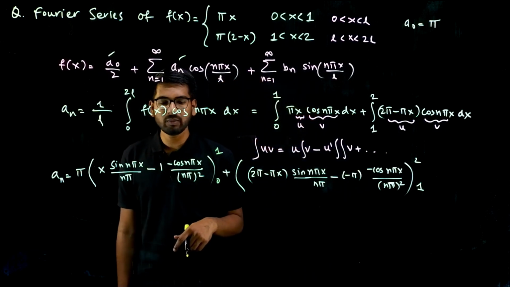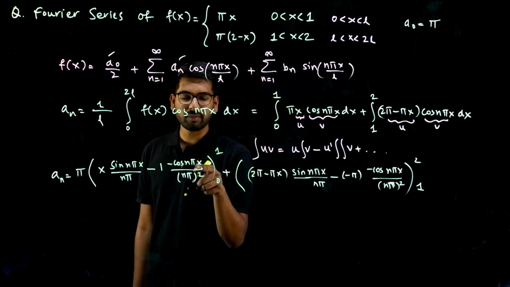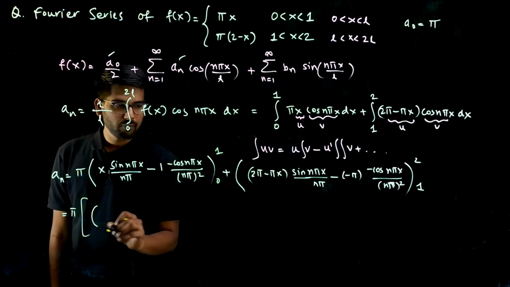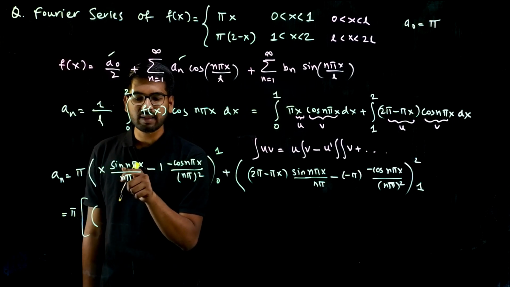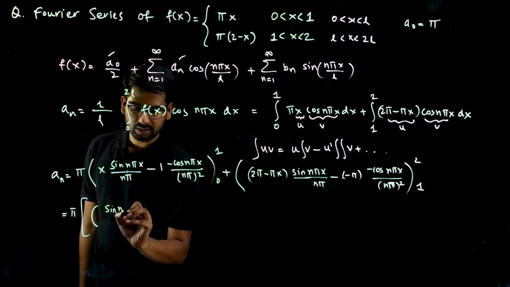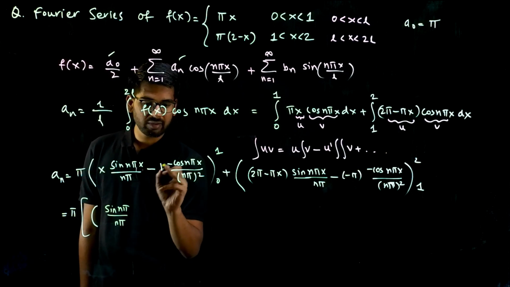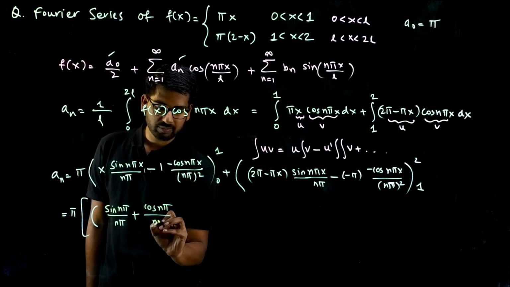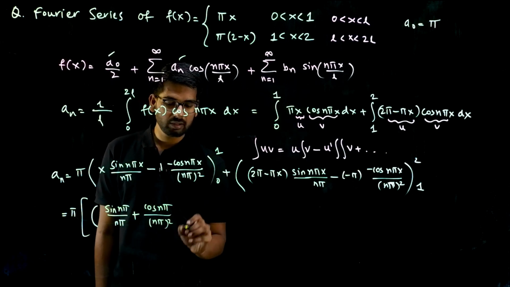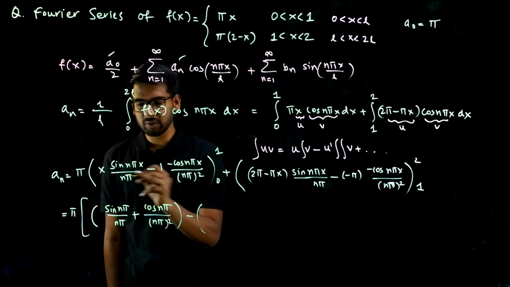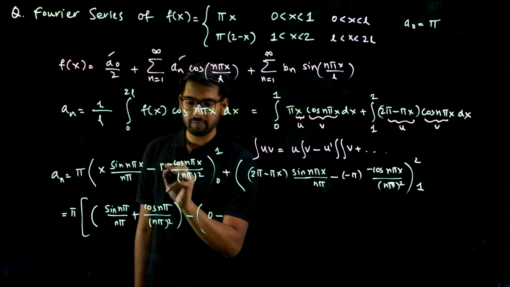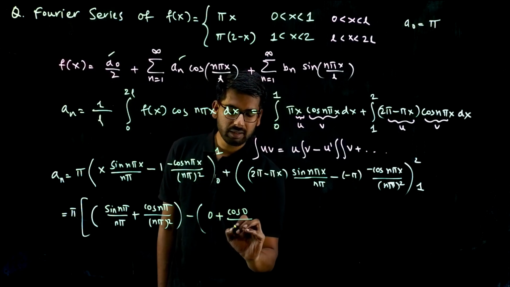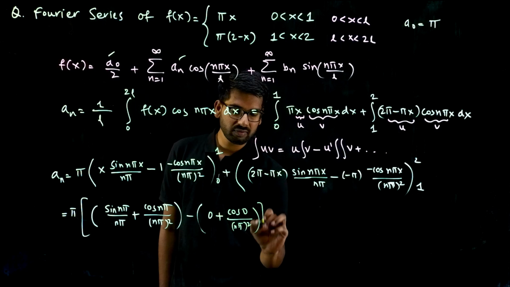Now we need to evaluate the limits by substituting the upper limit in place of x minus the lower limit in place of x. So what will you get? Pi, open a big bracket. For the upper limit, if you substitute 1, sin n pi by n pi, that is sin n pi by n pi, minus into minus plus cos n pi by n pi square. This is minus the lower limit. If you substitute the lower limit, 0 into anything is 0, minus into minus plus cos n pi times 0 is cos 0 by n pi square. This is the first term.